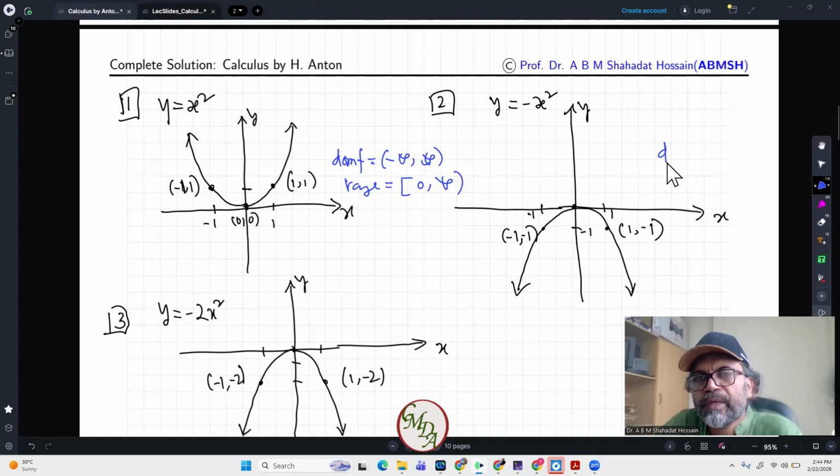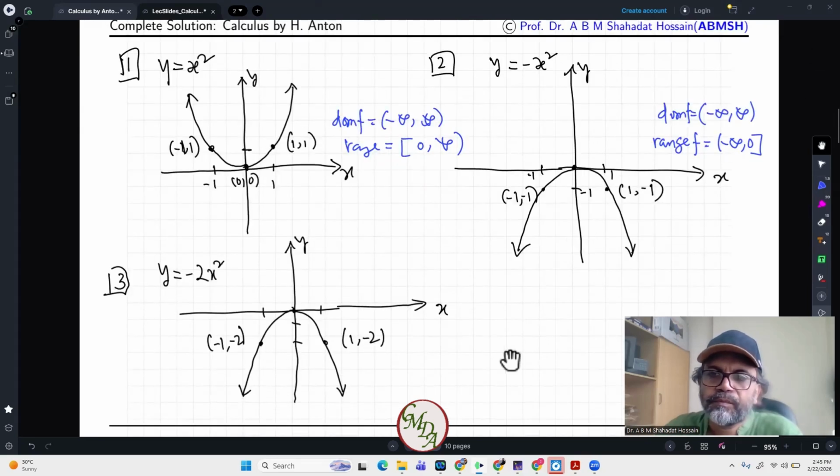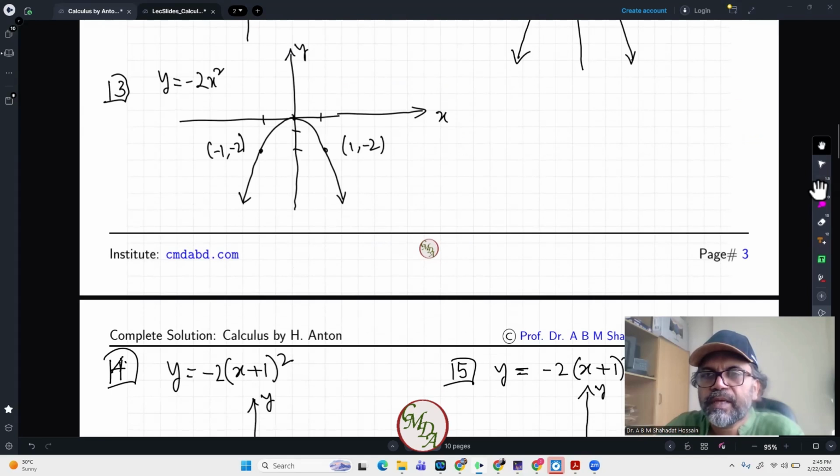Now in this case, the domain remains the same, all real numbers, minus infinity to plus infinity, and the range just reverses: minus infinity to 0. And with vertical stretching, the domain and range stay the same actually. So you can easily write here the domain is minus infinity to plus infinity, and the range is minus infinity to 0.